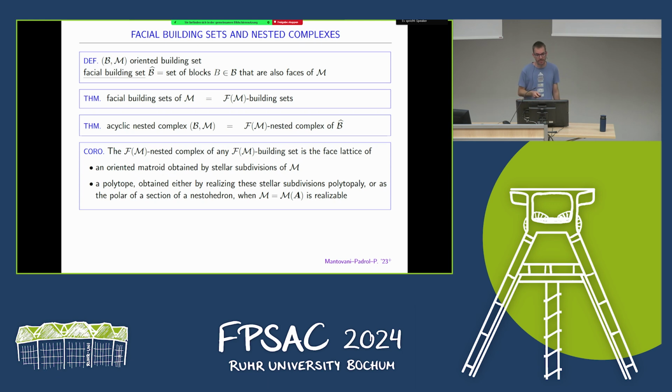Okay? So as a corollary, what we obtain is that if you start from any oriented matroid and look at the Las Vergnas face lattice of this oriented matroid, the corresponding nested complex for any facial building set is first the face lattice of an oriented matroid that we obtain by stellar subdivisions. I did not speak too much about that during the talk. And also, if I start from an oriented matroid which is realizable, then it is a polytope, which you can obtain either by realizing the stellar subdivision polytopally or as a polar of a section of a nestohedron. Okay, so we just adapted the theorem from before to this case.